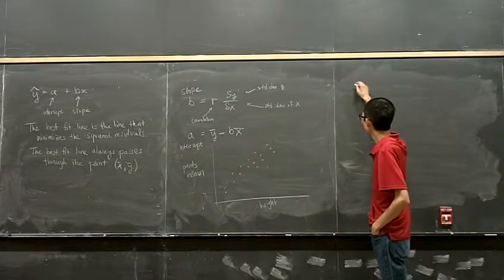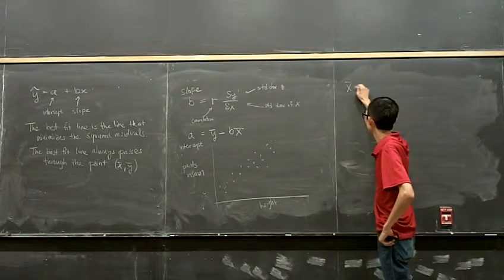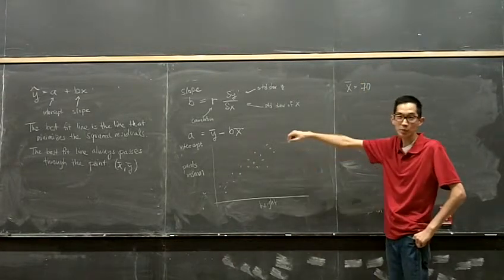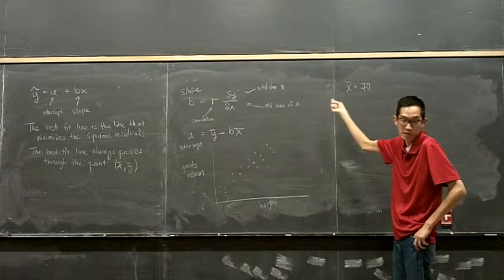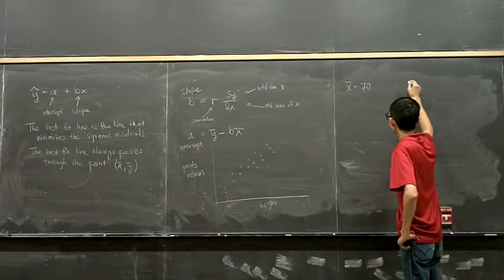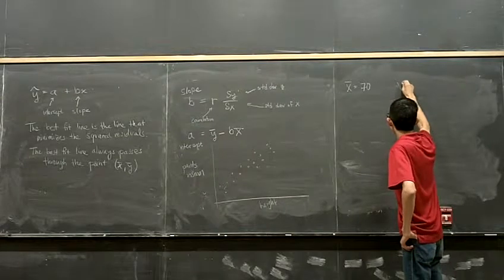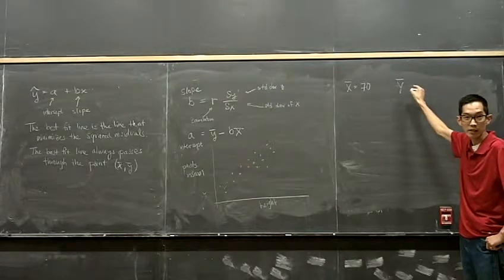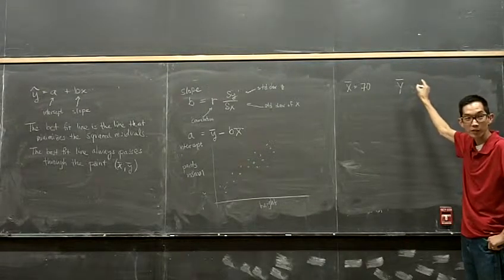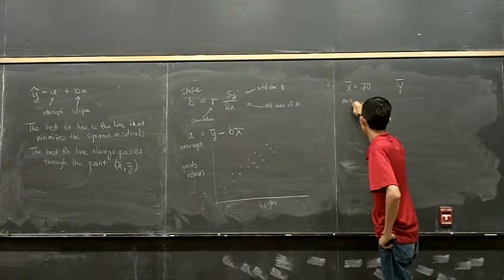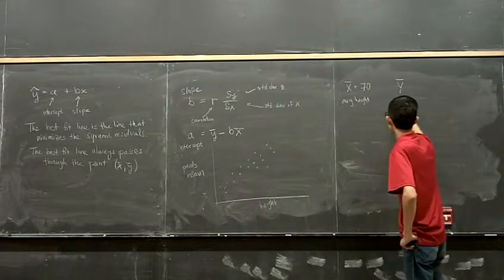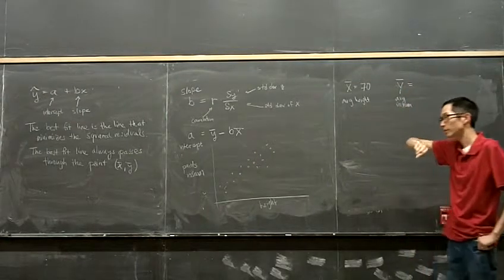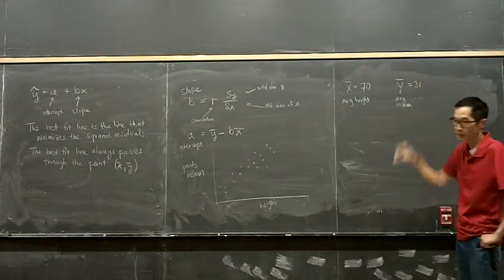Let's say the average height of all these men that we looked at is 70 inches. We're using height to make a prediction about the inseam of their pants. And let's say y bar, this would be what? The average pants inseam, right? This is the average height, and this is the average inseam length. Let's say the average inseam, I don't know, is 31.